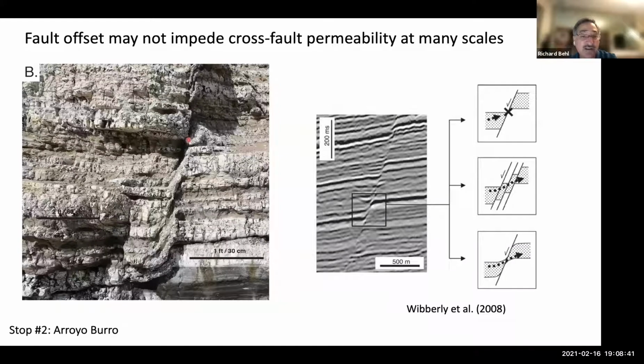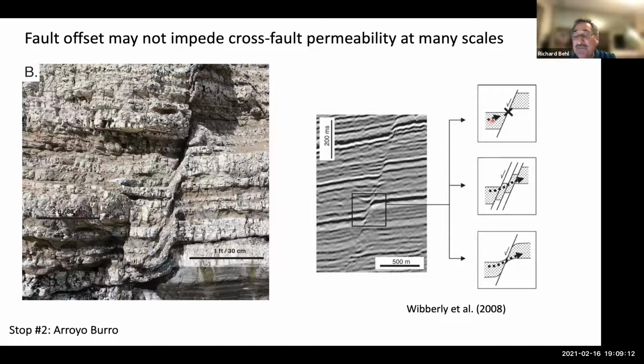What's kind of cool is you see this kind of thing going on at different scales as well. So here's a seismic image showing hundreds of meters, 1,000 meters across this image here, and you can see the offset. You can see the bending of the beds coming into that, the displacement, and whether or not you get communication across this fault depends upon the nature of the lithology.